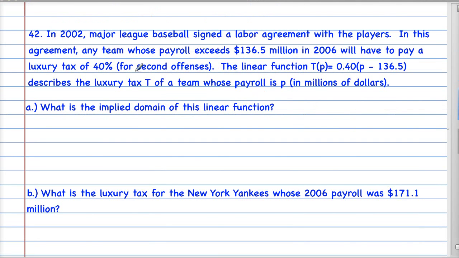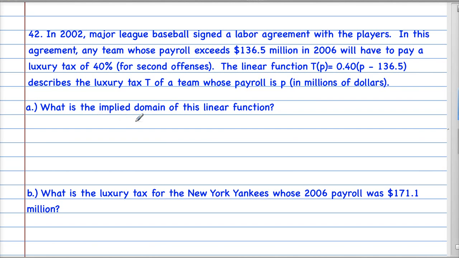Next, in 2002, Major League Baseball, sticking with the baseball theme, signed a labor agreement with the players. In this agreement, any team whose payroll exceeds $136.5 million in 2006 will have to pay a luxury tax of 40%. The linear function T of P equals 0.4 times the quantity P minus 136.5 describes the luxury tax T of a team whose payroll is P in millions. What is the implied domain of this linear function?